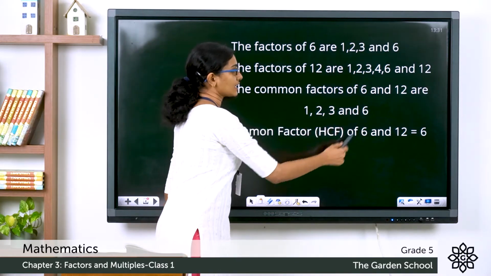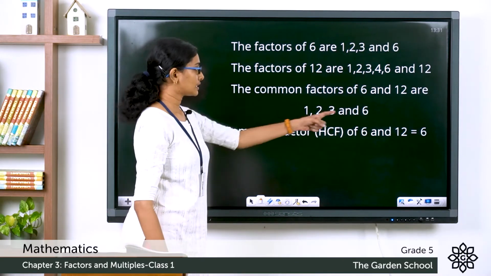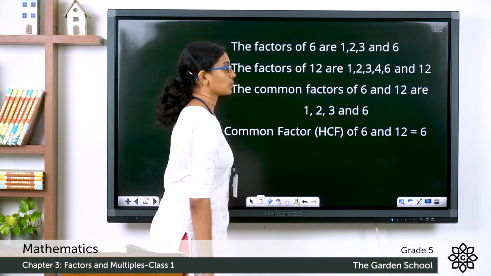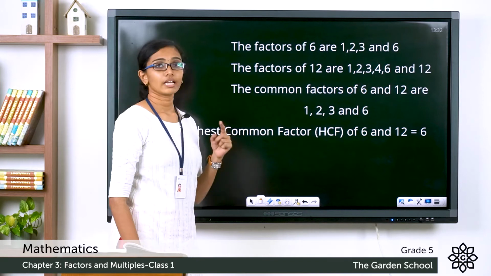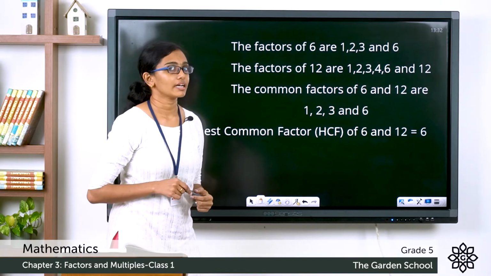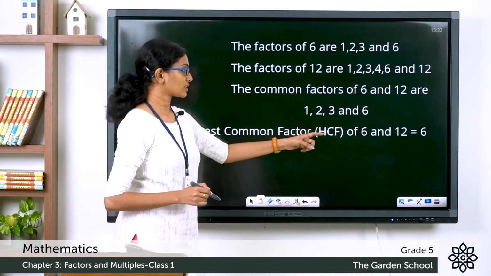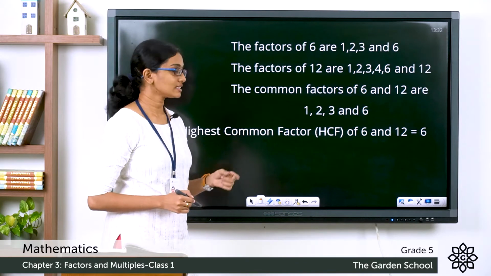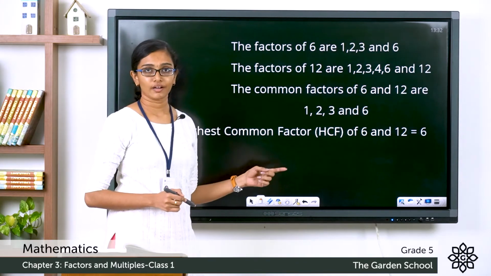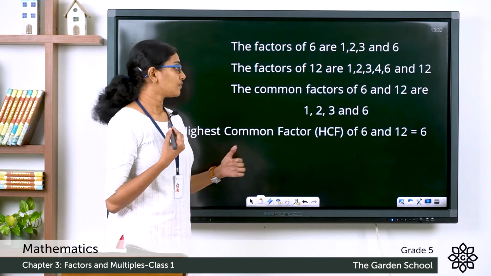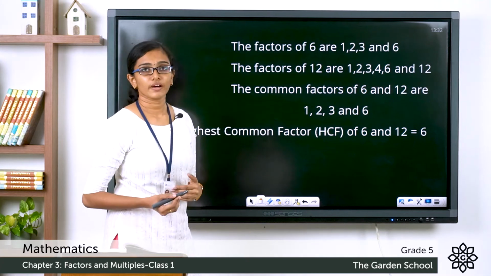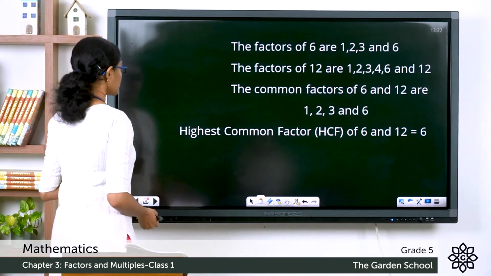And which is the highest or the greatest among these factors? It is 6, right? So, we say the highest common factor or HCF of 6 and 12 is equal to 6. In your textbook, it's given 3 is the highest common factor. That's not the right one. Actually, it's 6. Further into this chapter, in our later classes, we'll learn more about HCF and the different methods of finding HCF of 2 or more numbers using its prime factors. Okay?